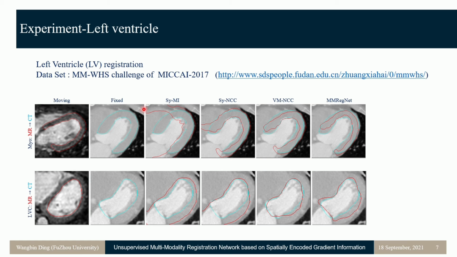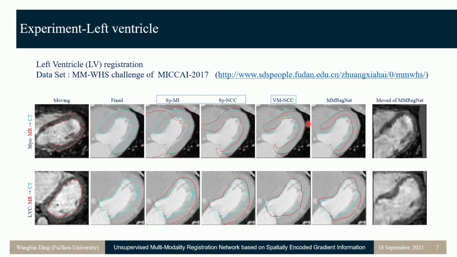We compared our network with several state-of-the-art registration methods. These two are conventional registration methods from the ANTs software package, and this is VoxelMorph, one of the most successful registration networks. Visually, our method could obtain a comparable result to VoxelMorph. The last column here is the moved image produced by our method. We can see it is spatially aligned to the fixed image.